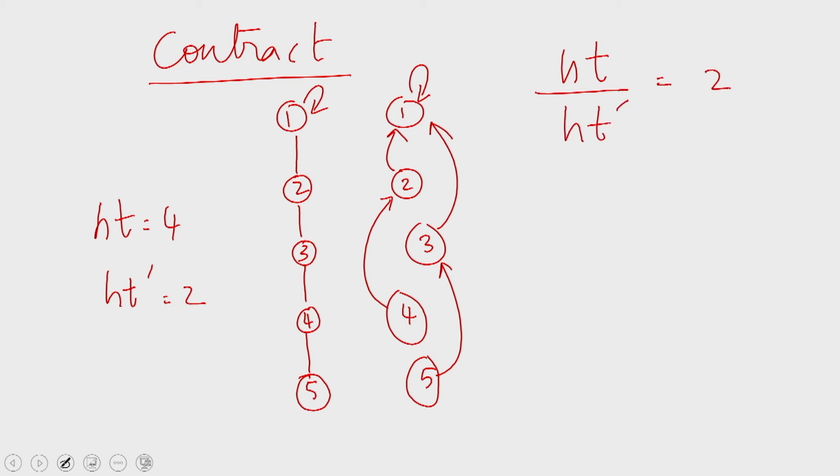Which means in the contract step, whenever we are considering a tree of even height, the height reduces by a factor of 2. For all trees of even height, the height reduces by a factor of 2.